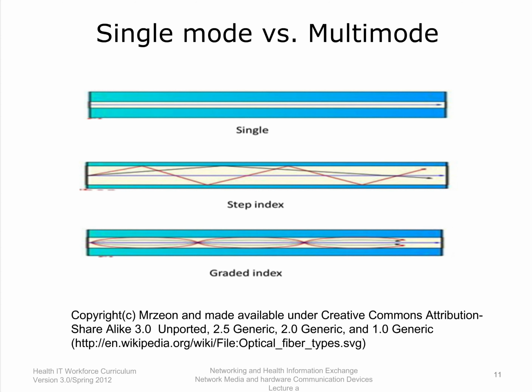With step index, rays of light are guided along the fiber core by total internal reflection. Angle in equals angle out. In graded index multimode, a change in the density of the glass makes the light bend and travel down the fiber.